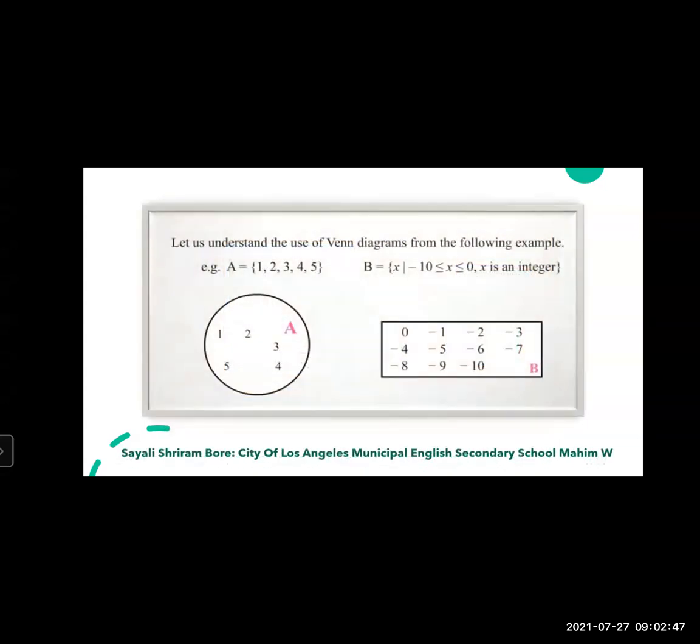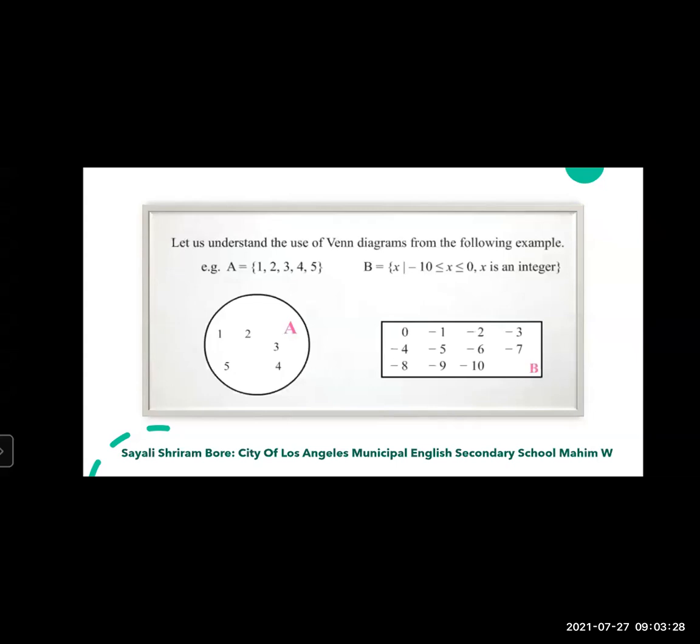Now let us see some examples, and then we will solve examples on the Venn diagram. Let us understand the use of the Venn diagram from the following example, meaning how we can draw the Venn diagram. In the example, the set A, I have taken both methods, the listing method as well as the rule method, so you will be able to distinguish and know how to write it in Venn diagram form.